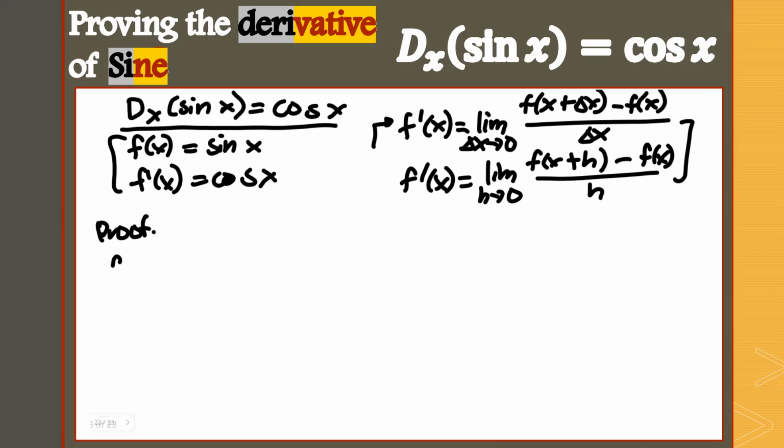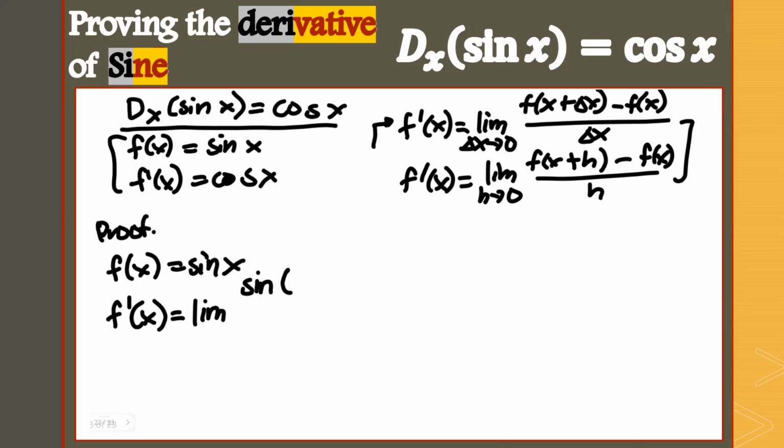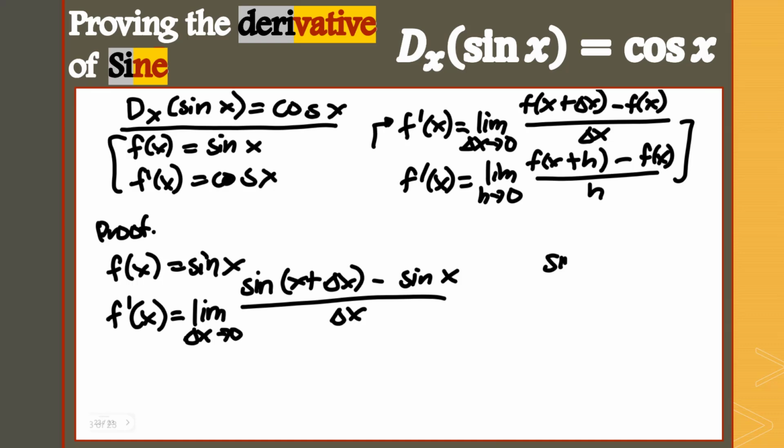Let us have our f of x being sine x. In short, the first derivative using the definition will follow the limit of sine of your angle x plus delta x minus sine x all over delta x as delta x approaches 0. Take note that our function is now sine x, so substituting this into the original form, we will have this form here. Please take note of that.